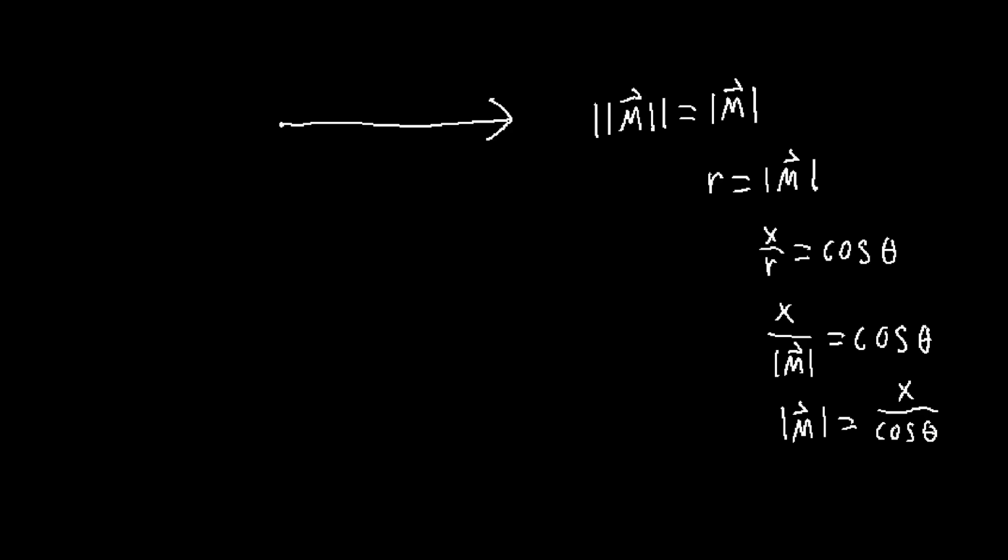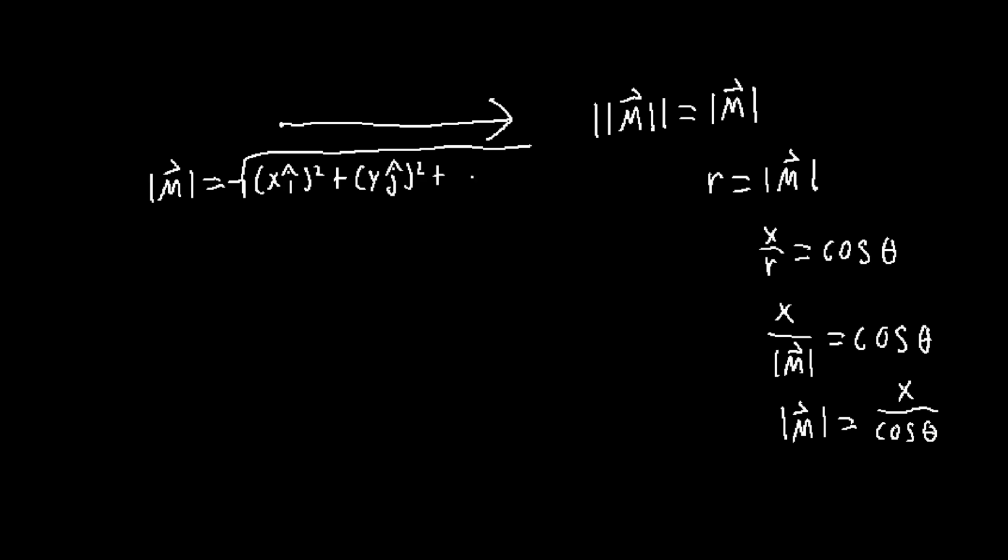The second method used to find the magnitude of a vector is by using the Pythagorean theorem. With the Pythagorean theorem, we have the magnitude of a vector is equal to the square root of xi squared plus yj squared plus zk squared.